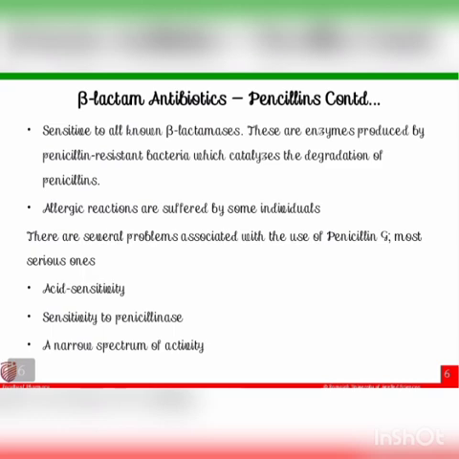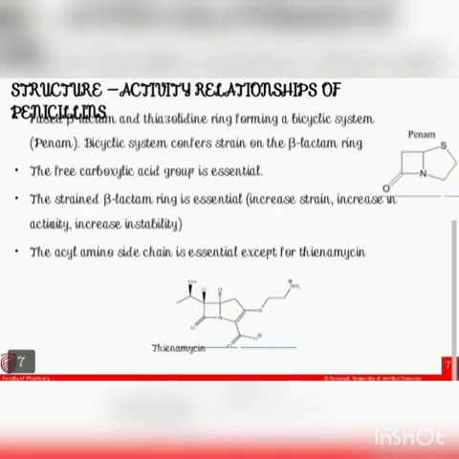First one is acid sensitivity. Second, sensitivity to penicillinase. Third, a narrow spectrum of activity. Now, the structure-activity relationship of penicillin. The fused beta-lactam and thiazolidine rings form a bicyclic system called penem. This bicyclic system confers strain on the beta-lactam ring.